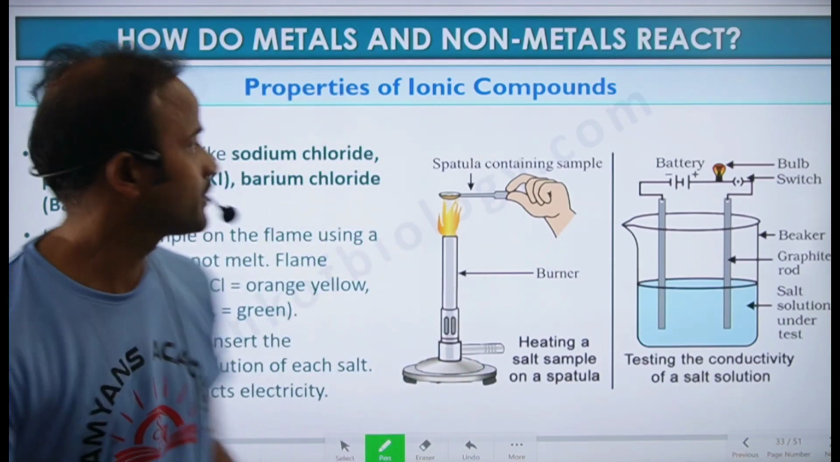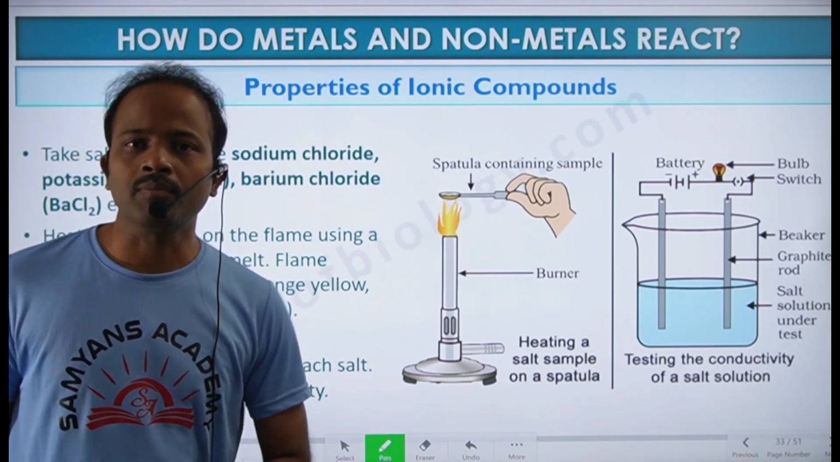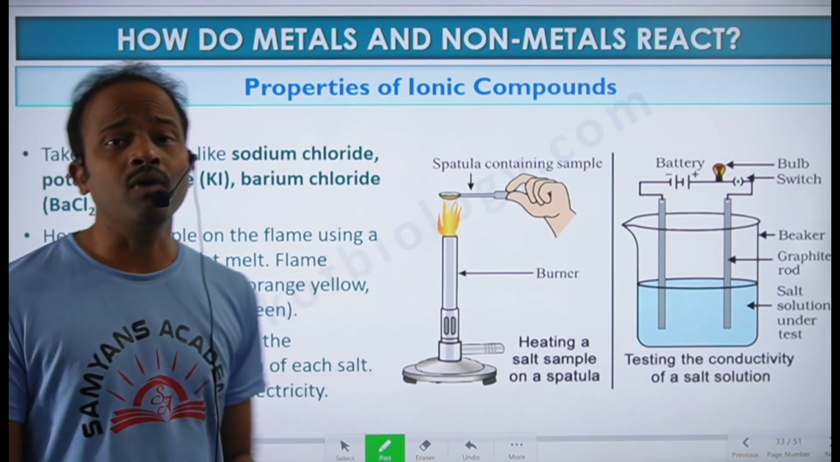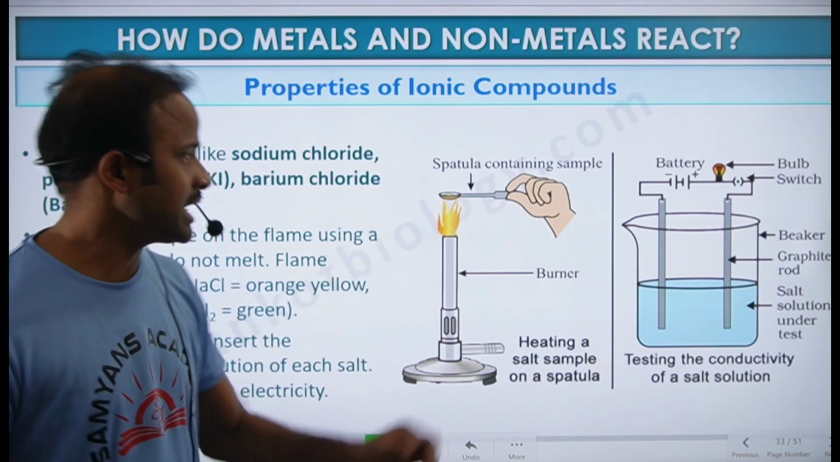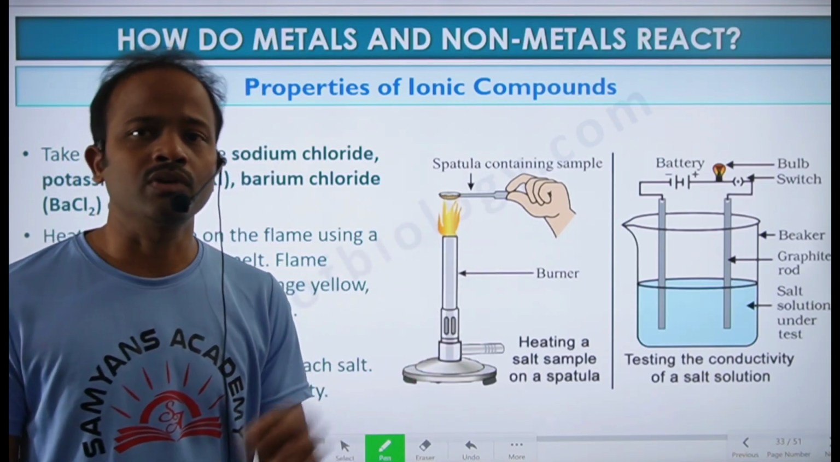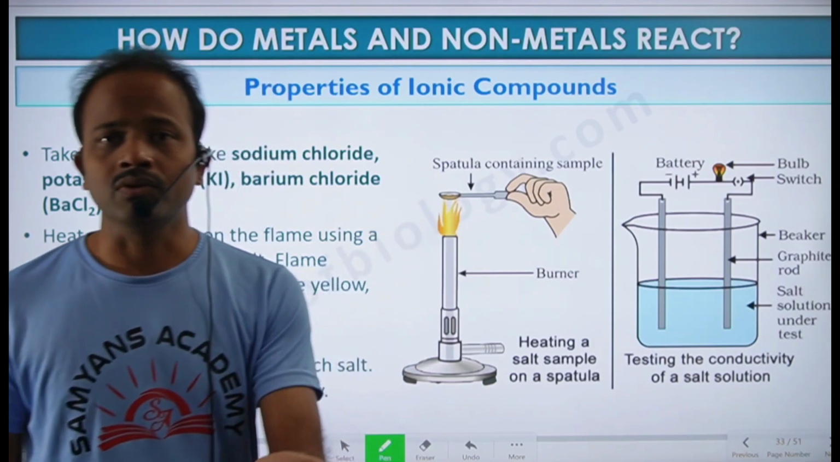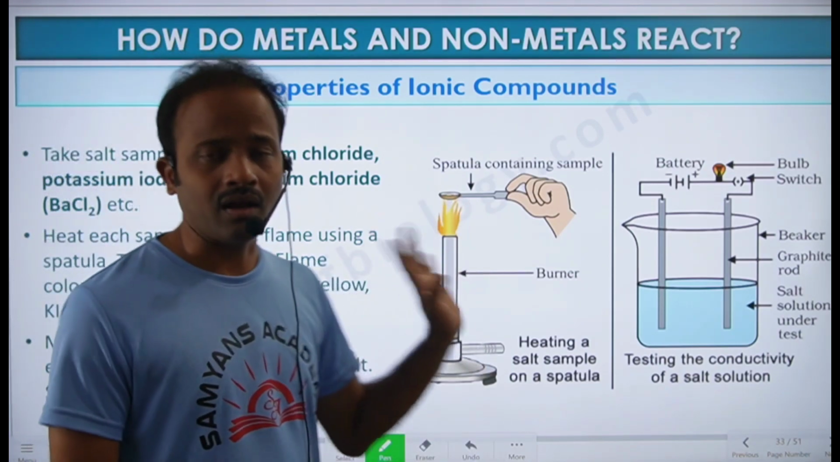So let us start. Properties of ionic compounds. To know the properties of ionic compounds, here we are performing two activities. In the first activity, you take ionic compounds like sodium chloride, potassium chloride, and magnesium chloride on a spatula. Just heat it and observe whether it is melting or not.